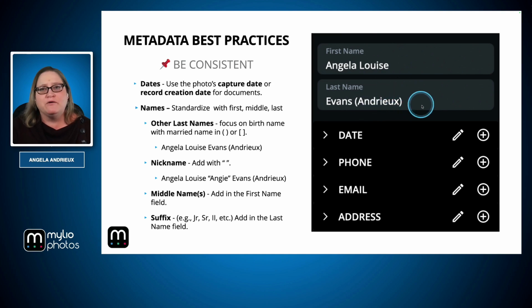If somebody has multiple married last names, you can put them in more parentheses. If someone has a nickname that they go by, you can put it in that first line here, Angela Louise, and I could put in there with quotation marks, Angie. If you have somebody with a suffix, a junior, senior, etc., I would put that here under the last name line. But whatever you do, just pick a format and stick with it, and that's going to make it a lot better for you going forward and make your life a bit easier. There's not any one right way to do this. This is just the way that I do it. I found that it works really well, and hopefully you find that helpful.